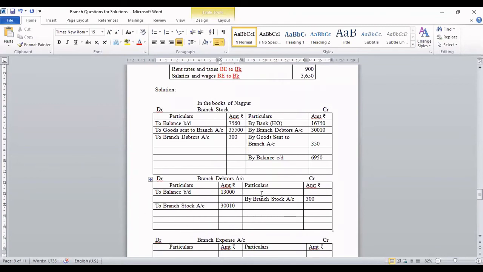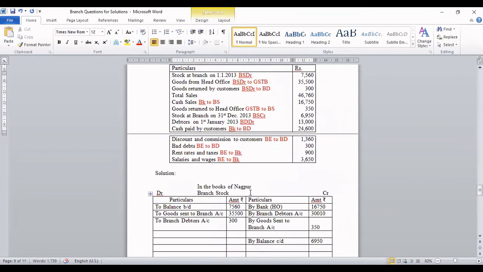Then next, cash paid by customers. So what would be the entry? Bank account debit, to branch debtors. So here we'll record by bank account. If you want to specify, just mention this is HO bank account or HO cash account, whatever. What is the amount? 24,600. Is this clear, everyone? Yes.